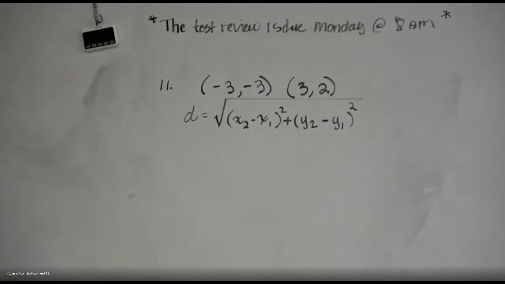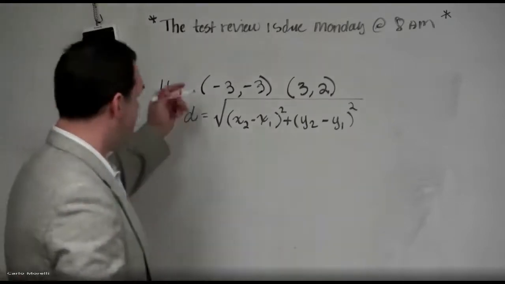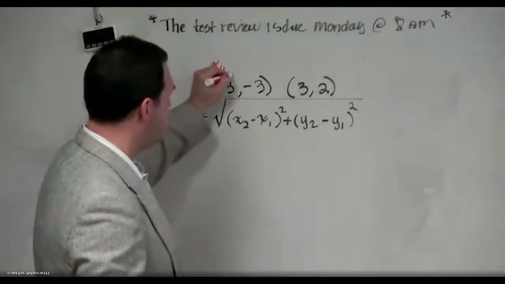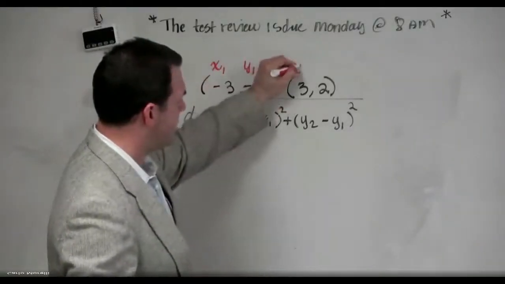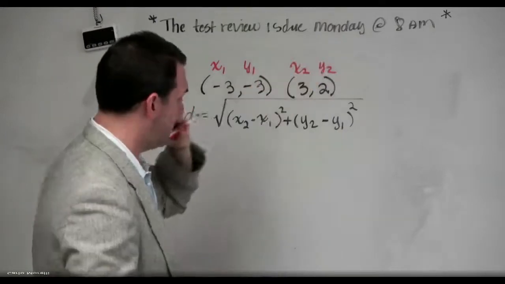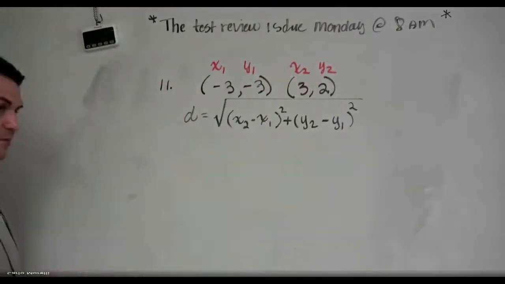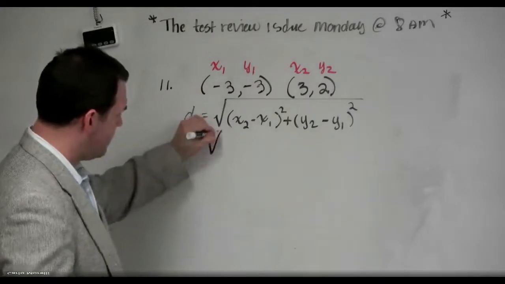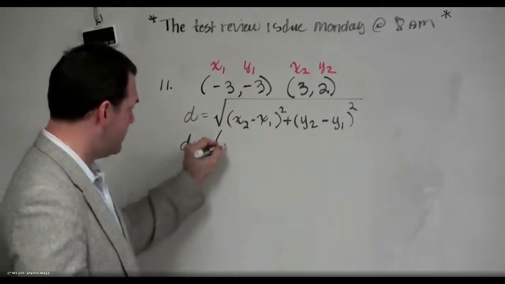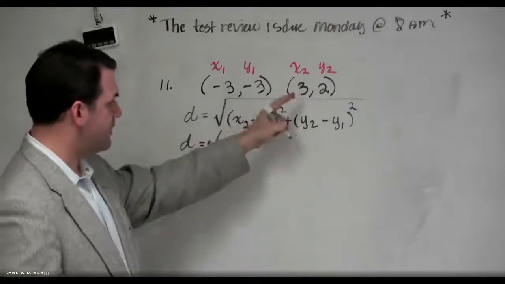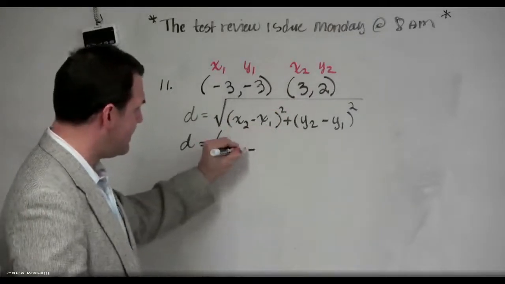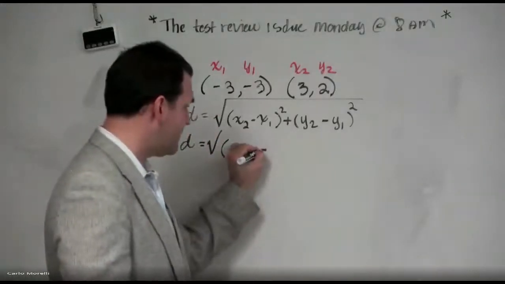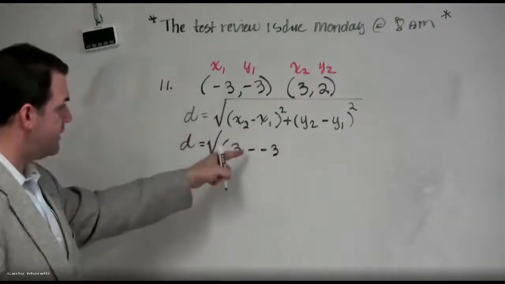Now the next step in all distance formula computations is to label the points. So we just say x1, y1, x2, y2. And now we're going to plug in the numbers. So d for distance, d equals, just put that there as a placeholder for the square root. Open parentheses, x2 is 3 minus x1, which is -3. So minus -3. So it looks like 3 dash 3.